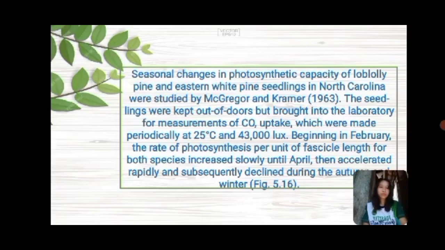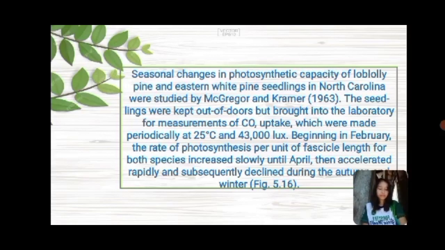Variations in the photosynthetic efficiency of pines. McGregor and Kramer 1963 examined the seasonal variations in the photosynthetic capability of loblolly pine and eastern white pine seedlings in North Carolina. The seedlings were housed indoors, although they were occasionally brought into the lab for measurements of CO2 absorption at 43,000 lux and 25 degrees Celsius for both species.